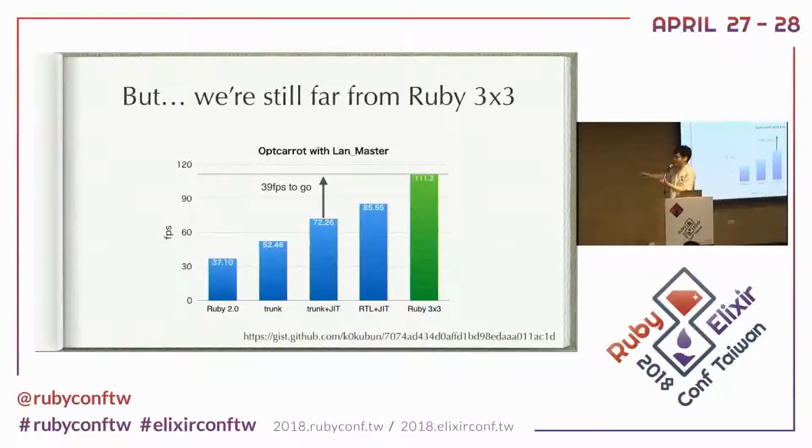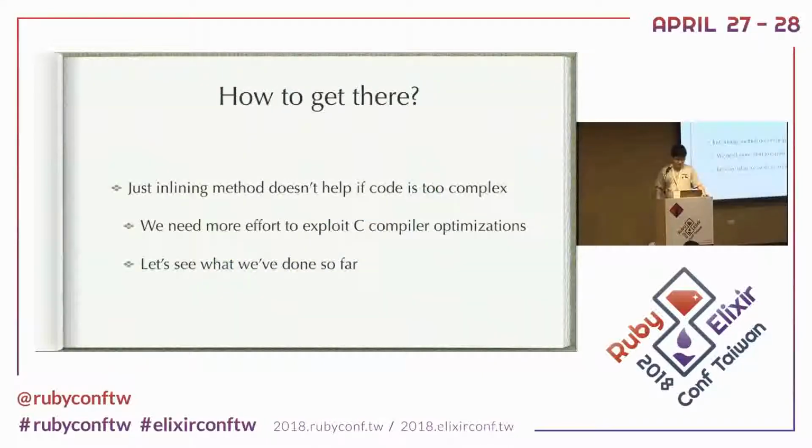On his machine, Ruby 2.0 had very poor performance, and it reached 3 times faster. But on my machine, it did not. So I want to make it even faster to make Ruby 3 times 3 actual. So how do we get there? I implemented Ruby method inlining.